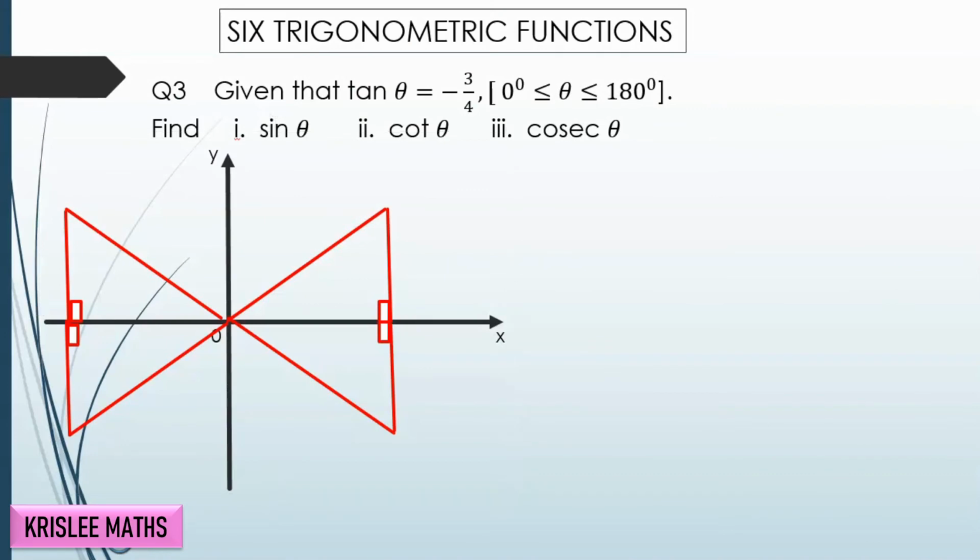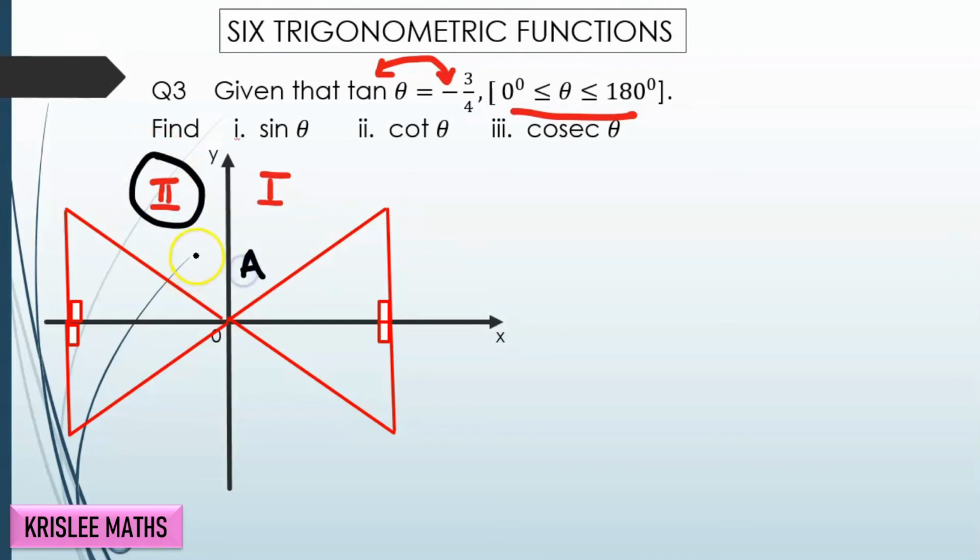Okay, question 3. Given that tangent theta equals negative 3/4 and the range of theta is 0 until 180. That means we just consider quadrant 1 and quadrant 2 in the given range. And here the tangent given is negative. So between quadrant 1 and quadrant 2, the correct quadrant will be quadrant 2.